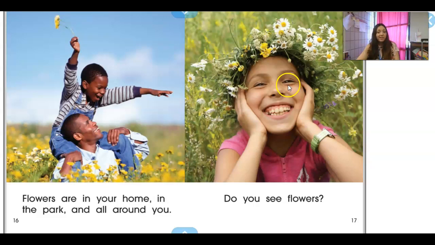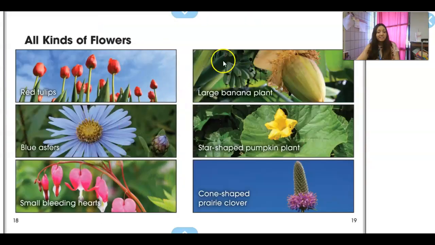Do you see flowers? And this says all kinds of flowers. So it's showing you how they can look so different. So you have red tulips, blue asters, small bleeding hearts. I wonder why they call it a bleeding heart. Look very carefully. That's right, it's in the shape of a heart, but then it has this part that drops down. Large banana plant, star-shaped pumpkin plant, and a cone-shaped prairie clover.